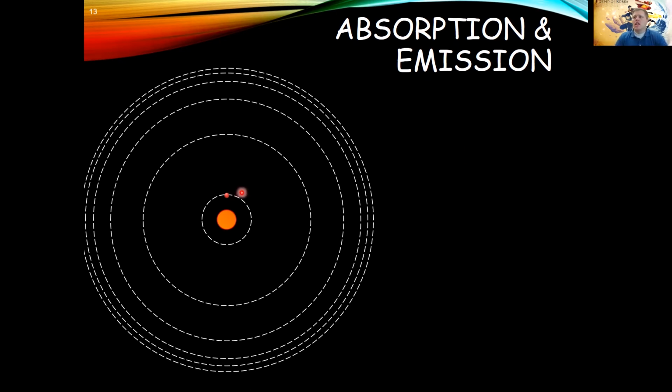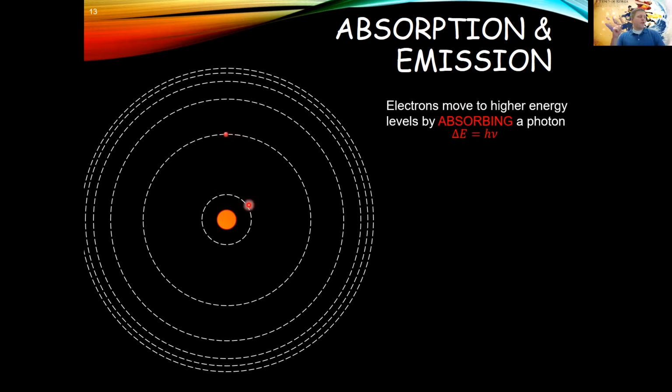So when an electron absorbs a photon, it jumps from one energy level to another. And since these different energy levels have quantized energy, meaning they have a specific energy associated with them, then you have to absorb the specific energy to jump from one energy level to another.